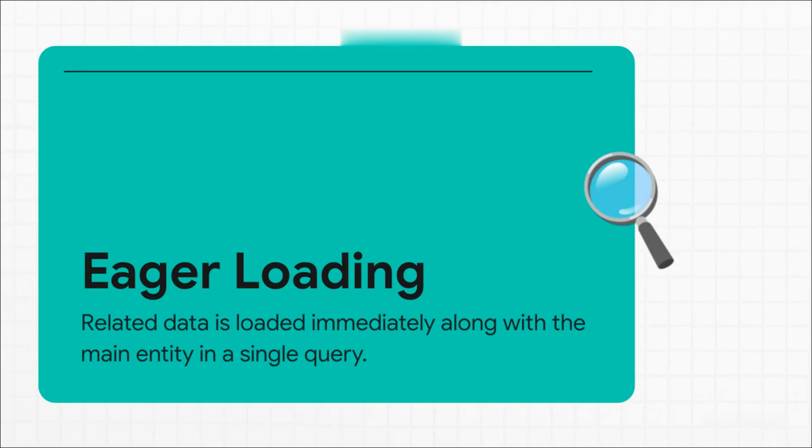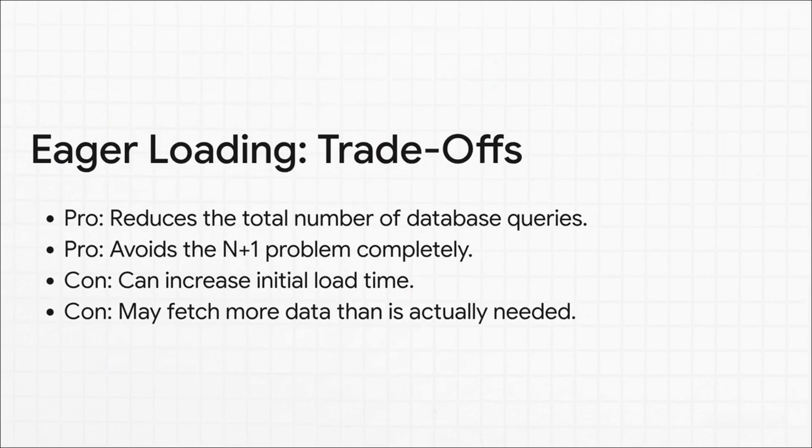With this strategy, you load the main data and all of its related data at the same time, all in one consolidated database query. You ask for customers and their orders, you get customers and their orders. Everything comes back at once. No follow-up trips needed. The trade-offs here are basically a mirror image of lazy loading.